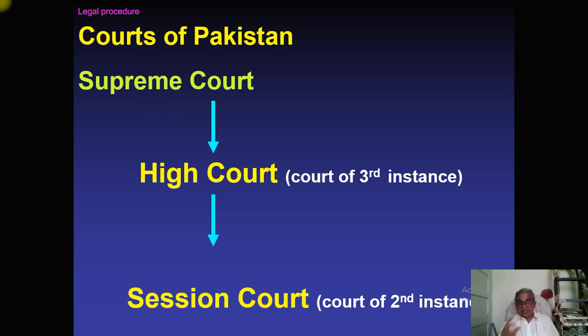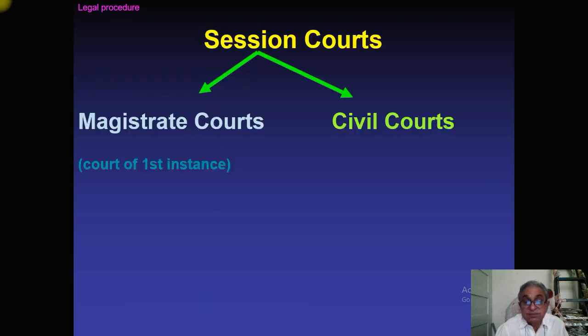Session Court. The Session Court is present in every district and is headed by the district and session judge. So it is a court of second instance. Under the session court, two types of courts are there: magistrate courts and civil courts.